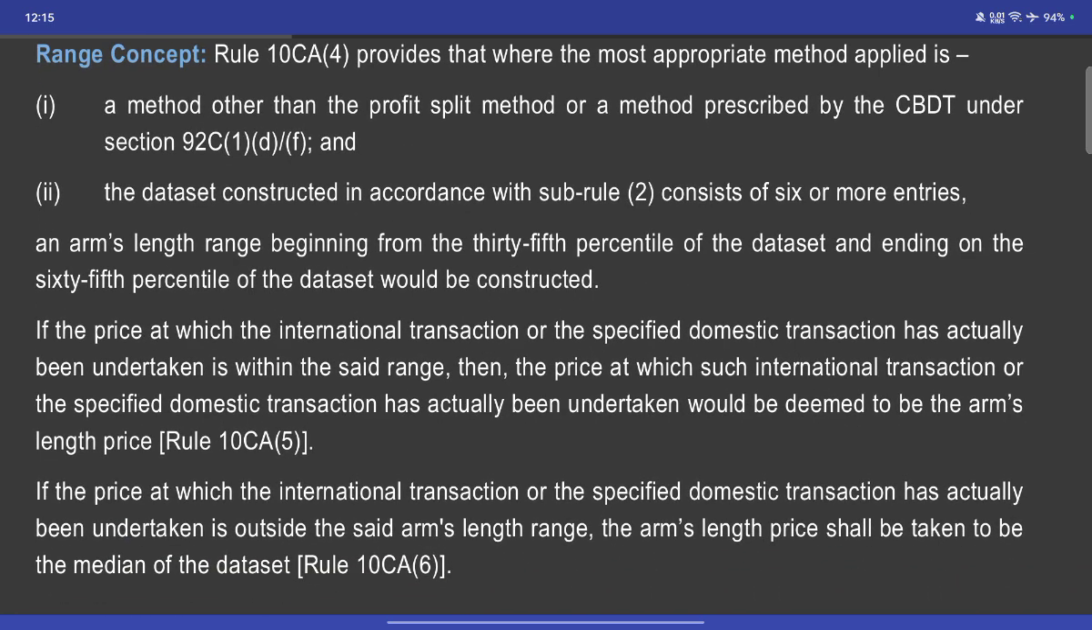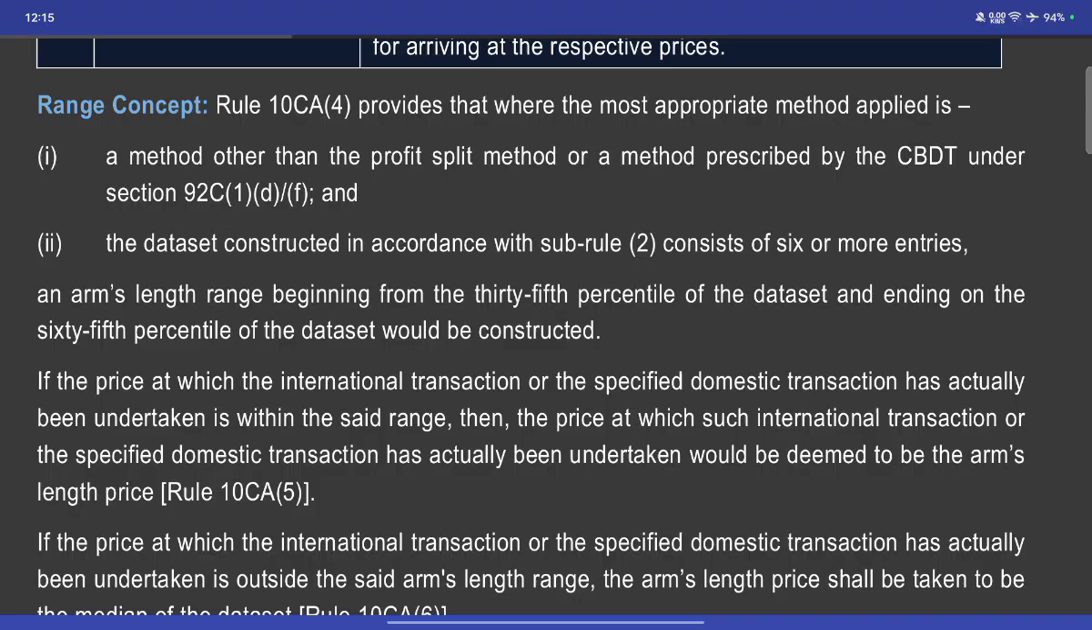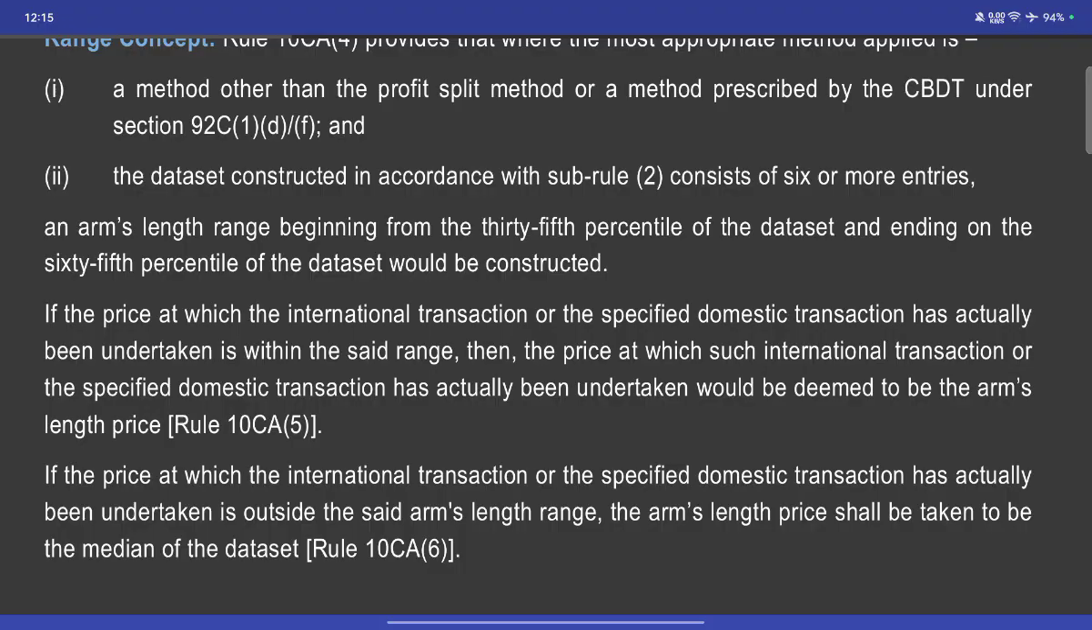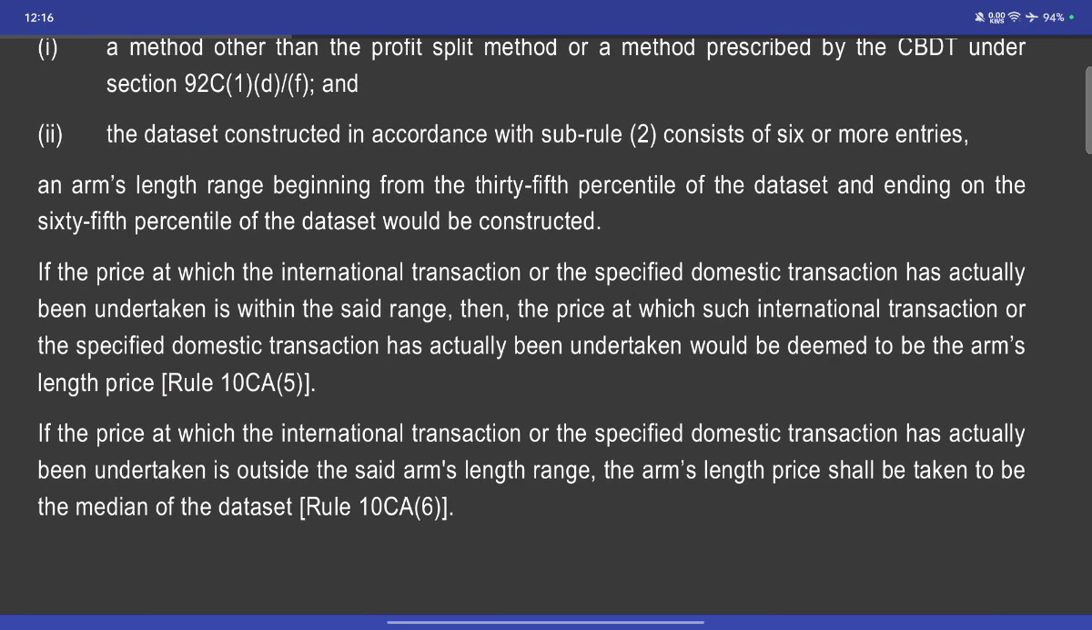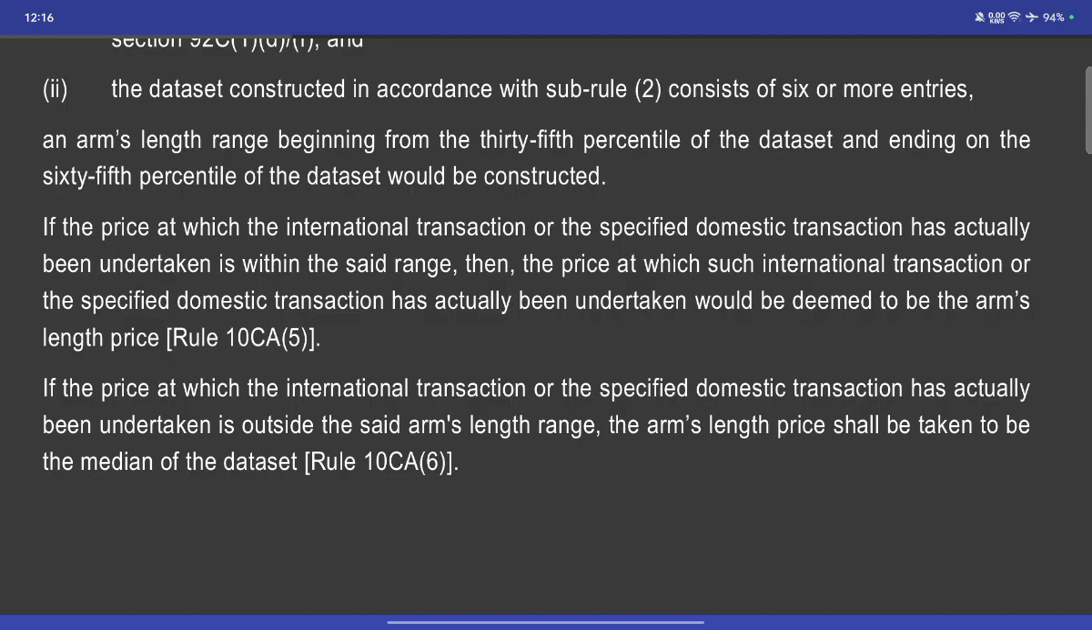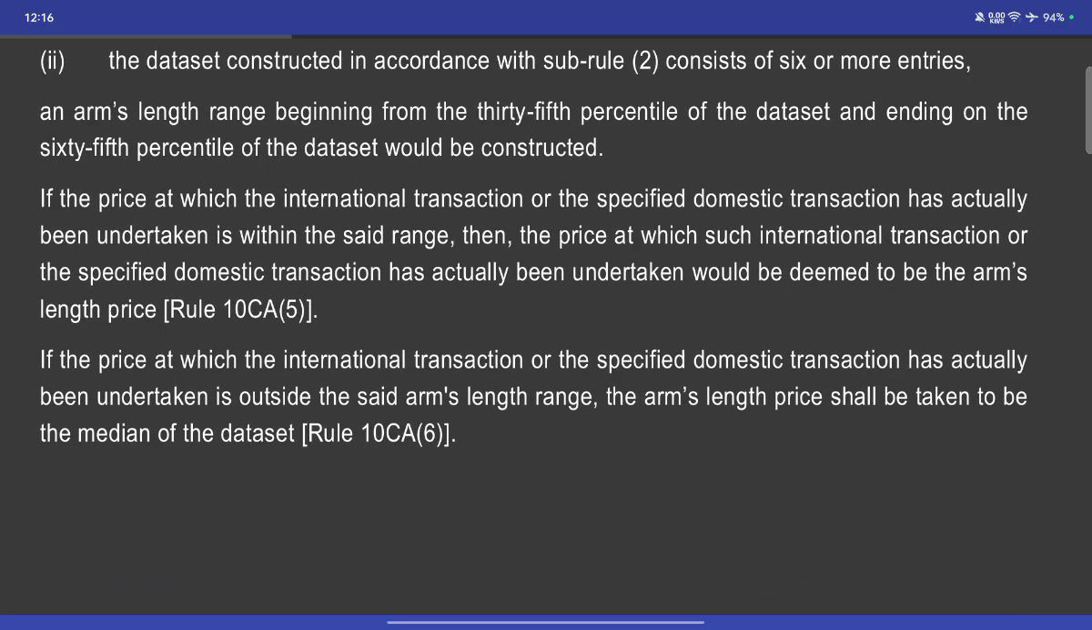and the method prescribed by the CBDT under section 92C(1)(f), and the data set constructed in accordance with sub-rule 2 consists of 6 or more entries, then a range beginning from the 35th percentile of the data set and ending with the 65th percentile of the data set would be constructed.